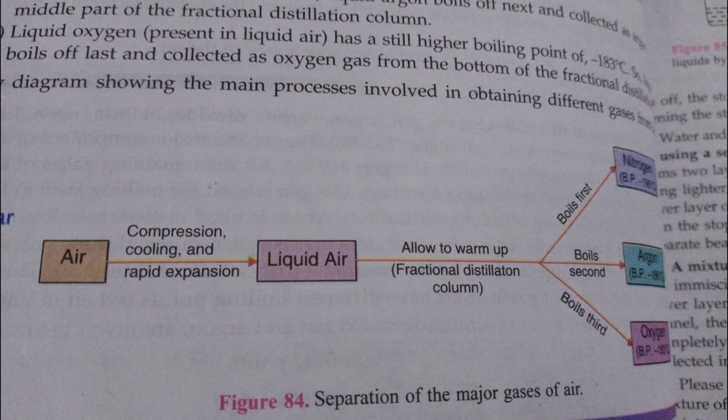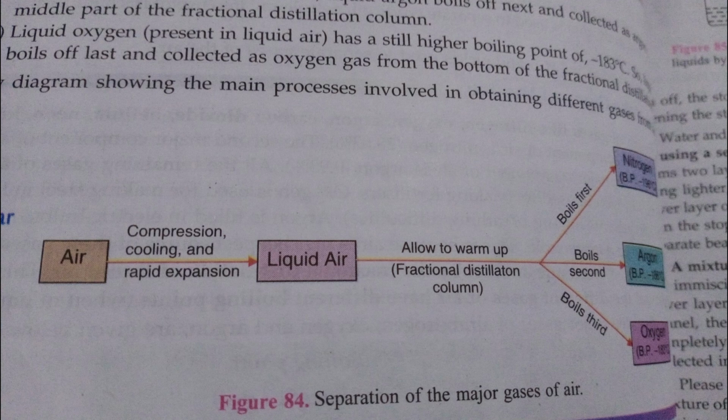The cooled air is then allowed to expand quickly into a chamber through a jet. This expansion cools the air even more. The process of compression, cooling and rapid expansion of air is repeated again and again, making the air cooler and cooler. Ultimately, the air gets so cold that it turns into a liquid. In this way, liquid air is obtained.